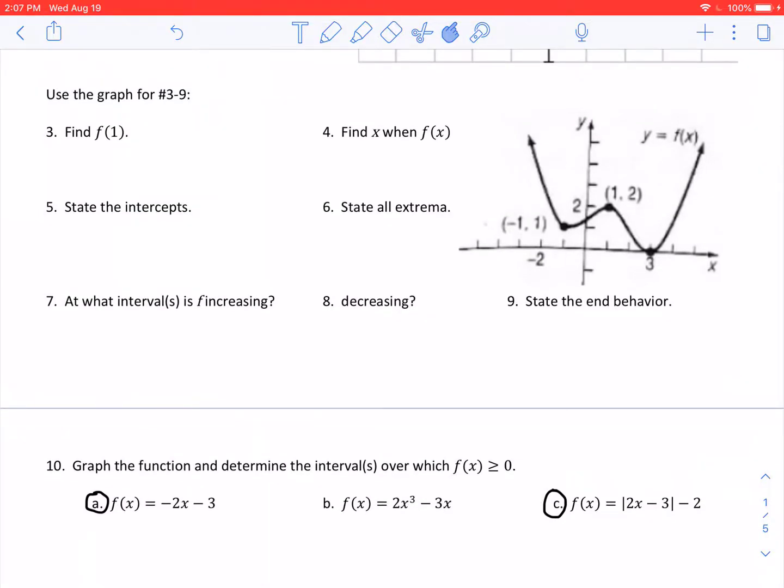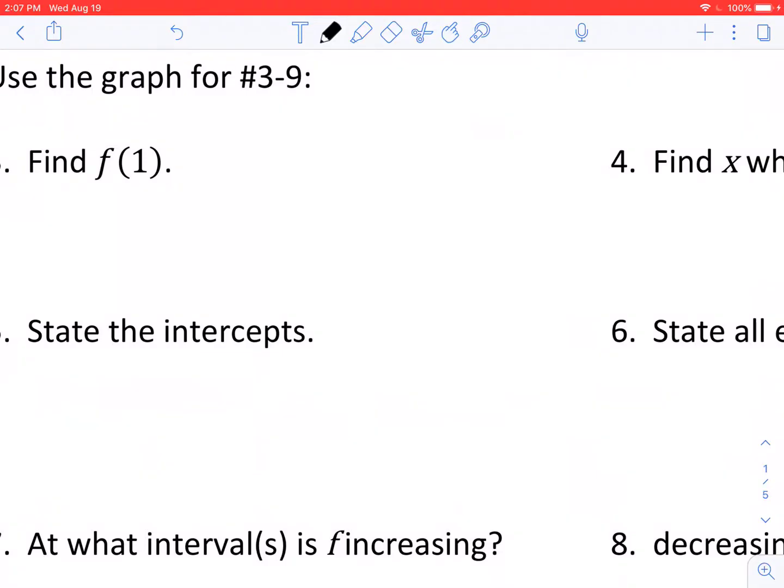Let's do 3 through 9 here. The first example, example 3, says find f of 1. Well, if we had the formula, we remember from lesson 1.2 that to find f of 1, you're basically saying, okay, when x is 1, what is y? And that's the same as true here. When x is 1, so here, that 1 on the inside, that's x is 1. So when x is 1, then what does y equal? That's what this question is asking.